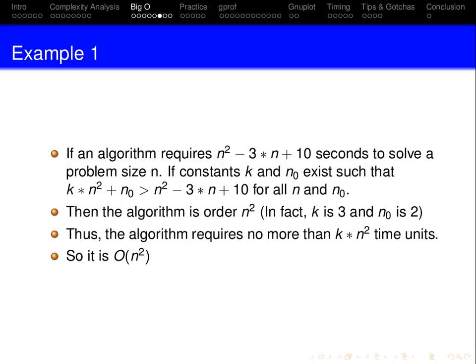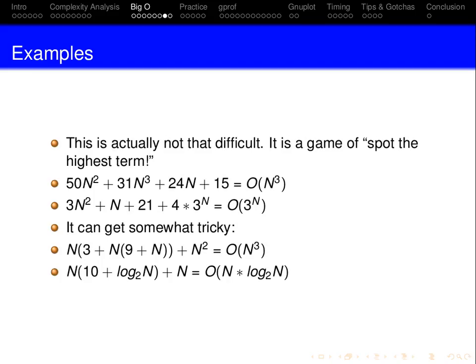Everyone got that? Basically, if at some point we're saying that the function n squared plus some constant is always going to be larger than the other function, then you're saying that the other algorithm's O of n squared. Ta-da! All right, this isn't actually that hard.